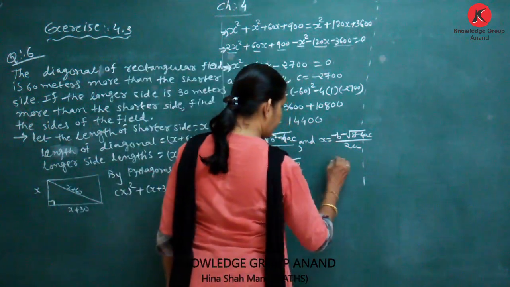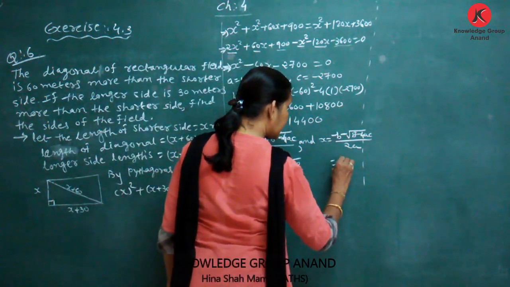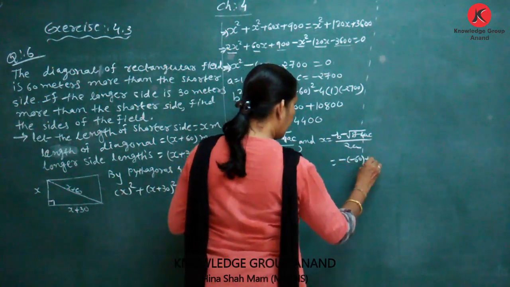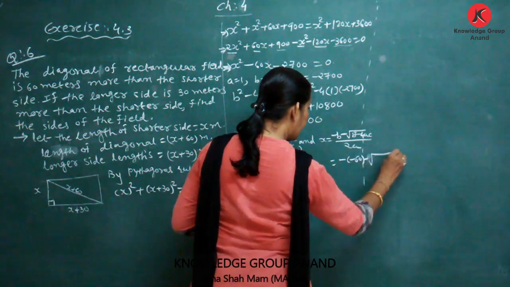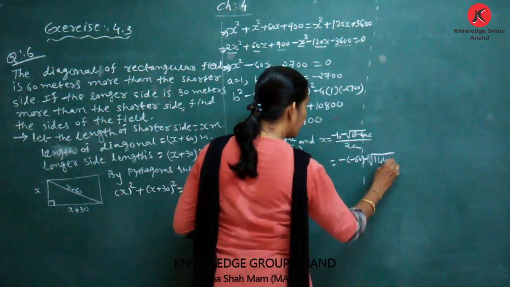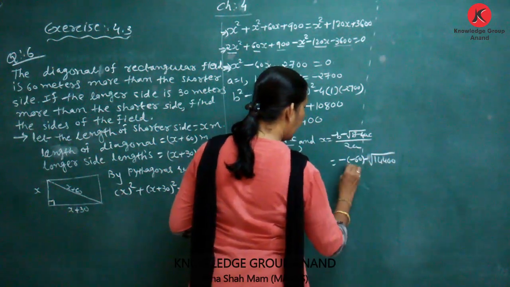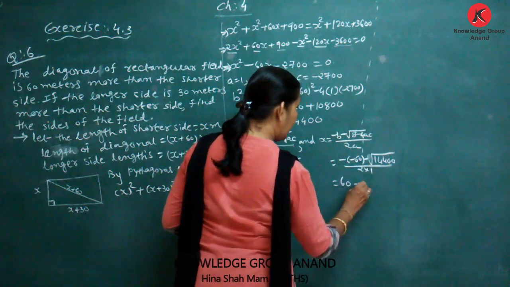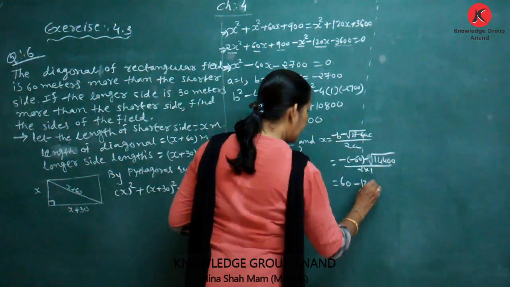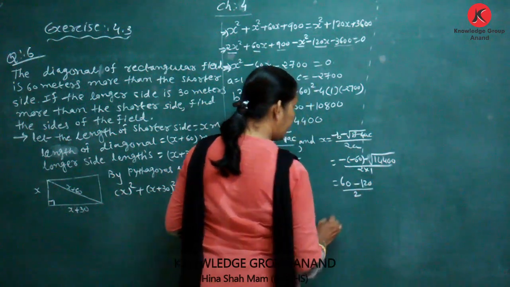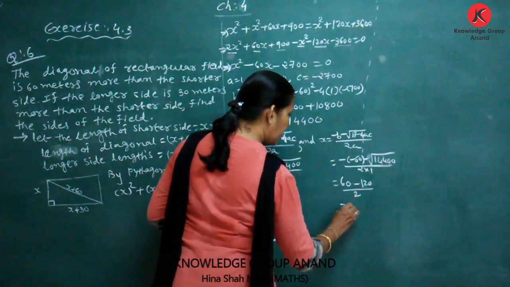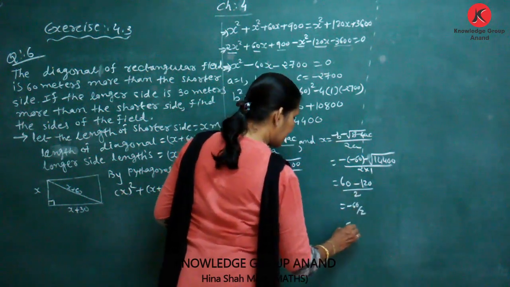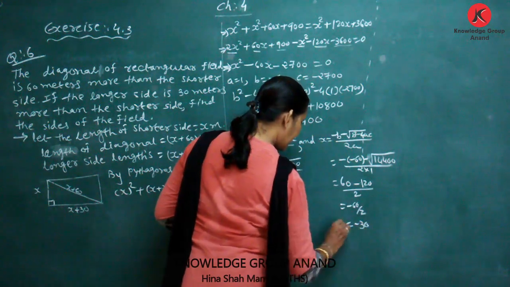Then x is equal to 60 minus under root 14400 upon 2 into 1, which is 60 minus 120 upon 2, equal to minus 60 upon 2, equal to minus 30.